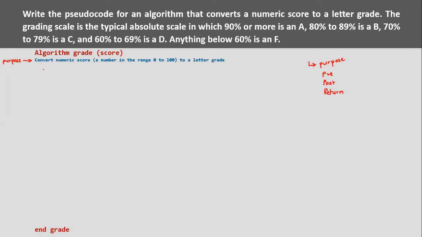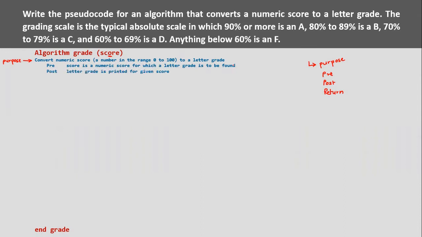Then the precondition is the statement that lists the input parameters, if any, and the meaning of why we are using those. So in precondition, we have one input parameter, that is score. So we are writing here: score is a numeric score for which a letter grade is to be found.